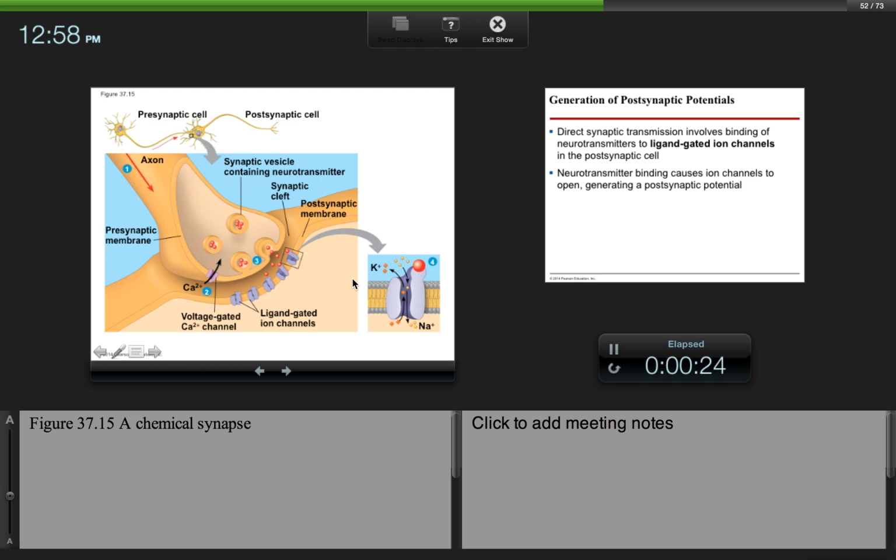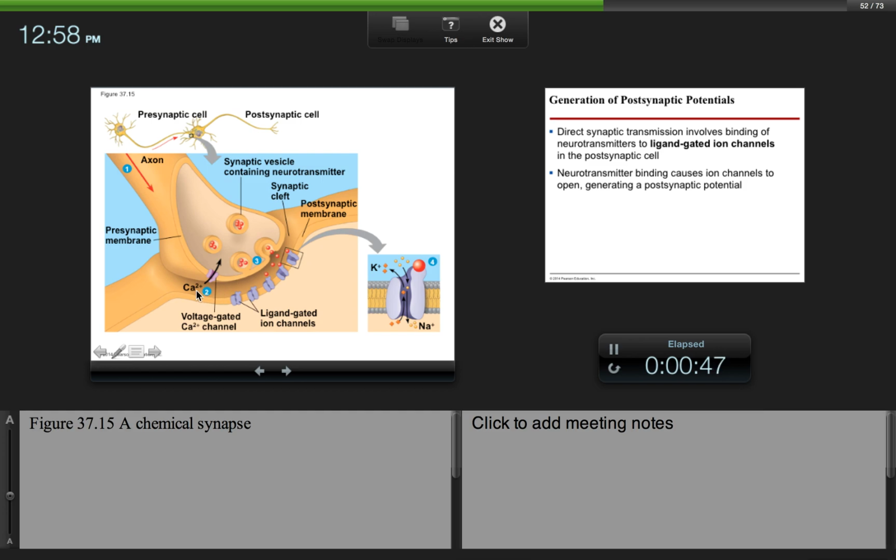Alright, so what does that look like? Here is the presynaptic cell. So this is the cell where the electrical impulse travels down the axon from the axon hillock, and then it reaches the synaptic terminals. Okay, so that's the end of the presynaptic cell.